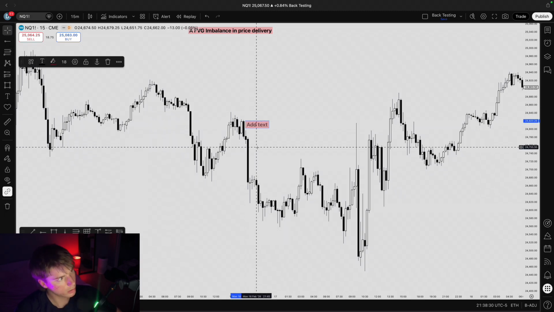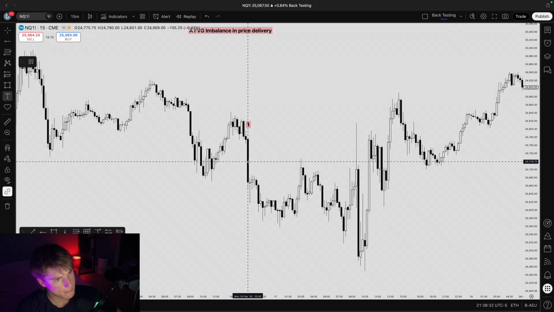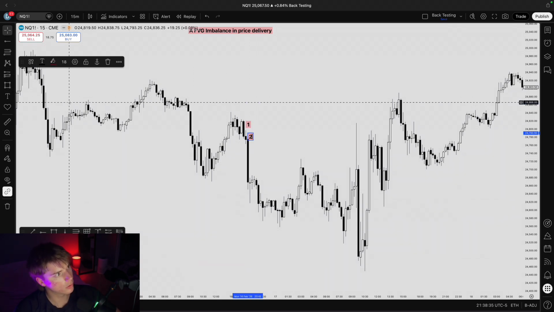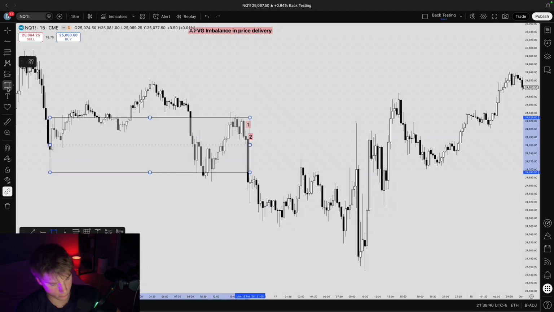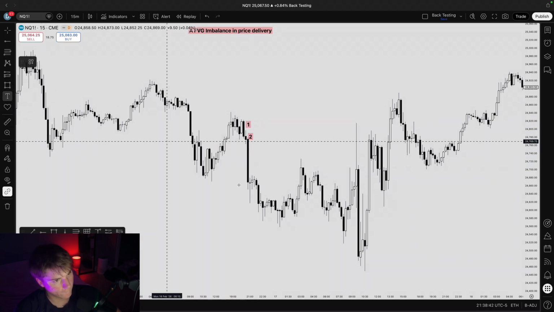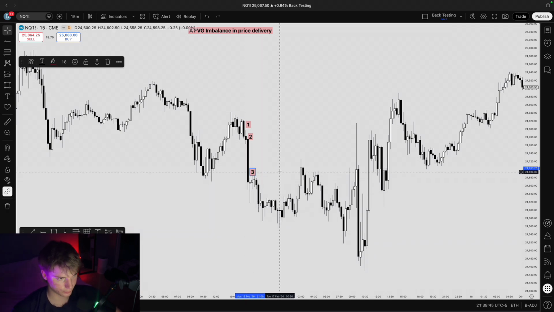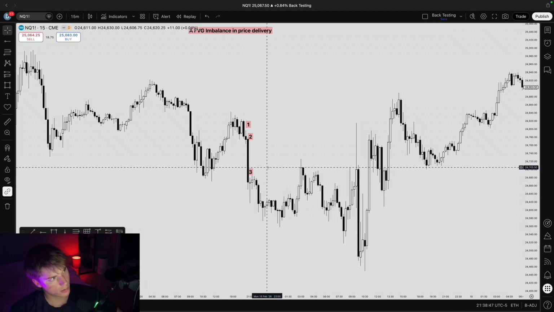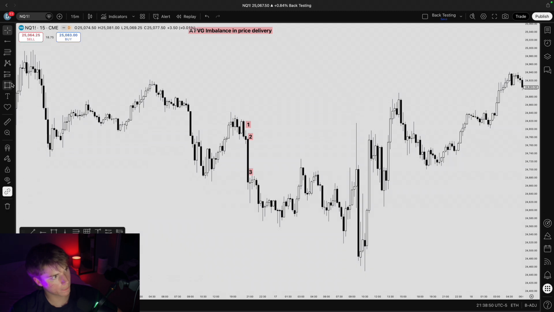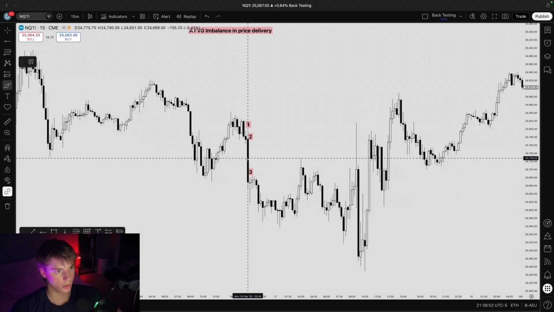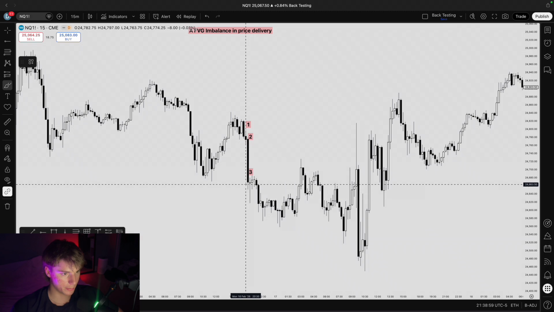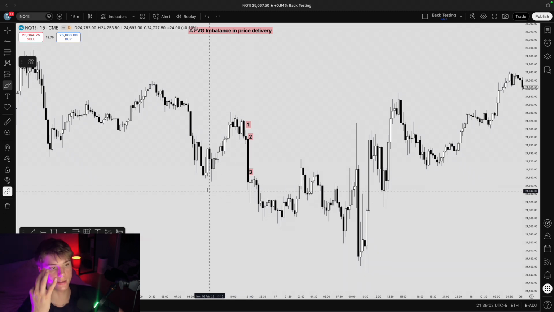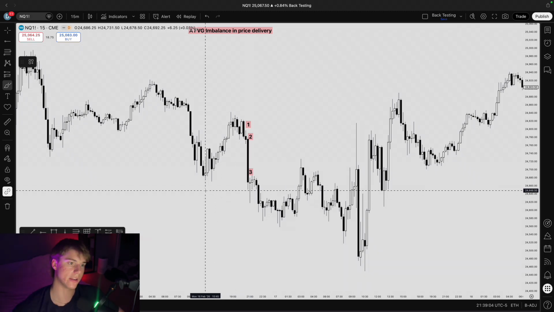So 1, 2, and 3. Third one's going to be right here. It takes 3 candles. This is candle 1. This is candle 2, the big black one. And candle 3 is going to be the last candle. And it takes exactly 3 to make a fair value gap.